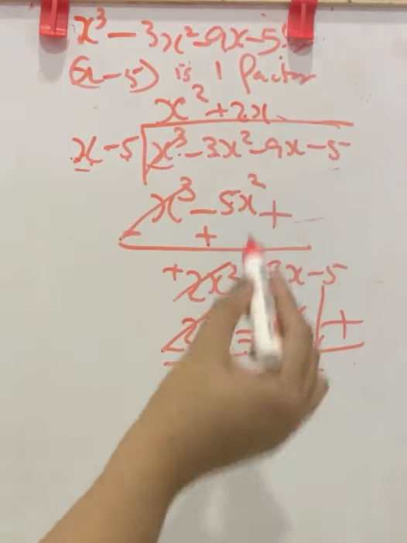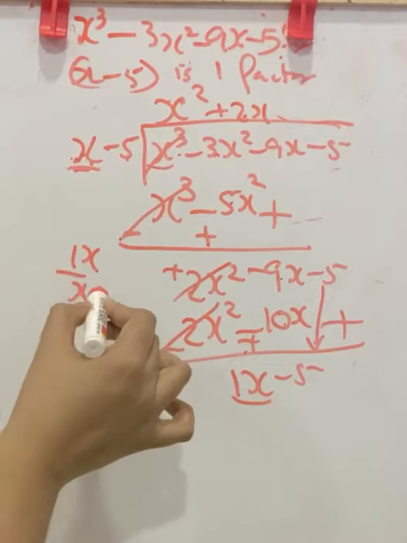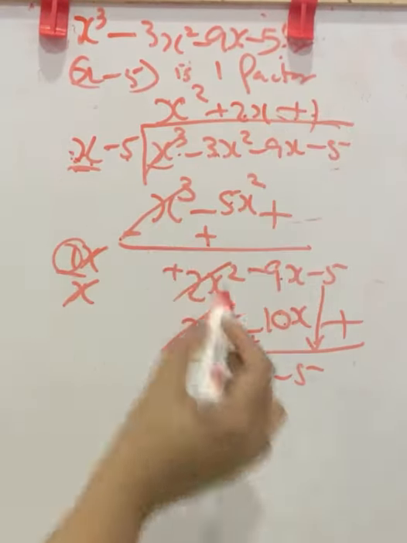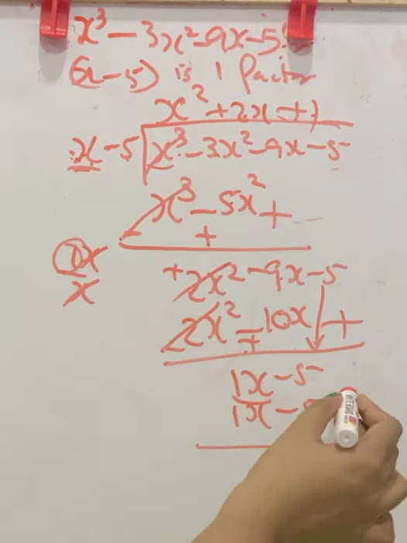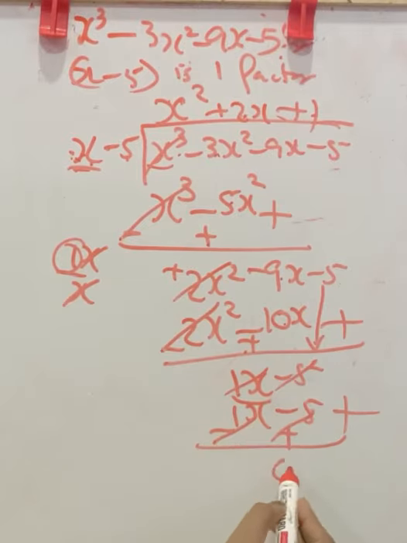To get the third term, this term by this again. That is 1x by x. X and x cancel. 1 will be here, plus 1. 1 into x is 1x. 1 into minus 5, minus 5. Subtracting, make it addition, change the signs. Plus and minus cancel, minus and plus cancel, 0.